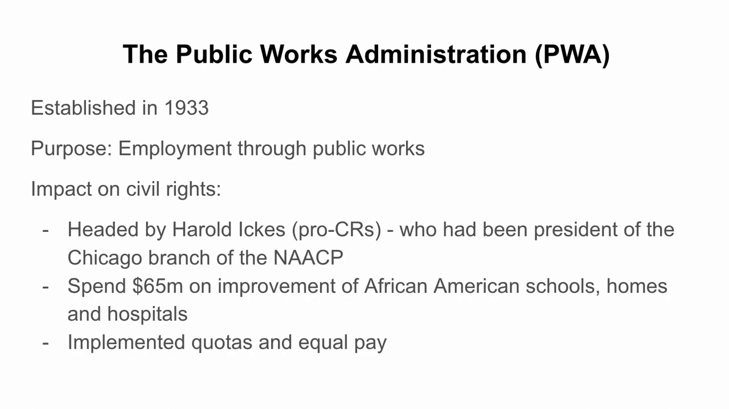The next one is the Public Works Administration. This is a much more positive one for the impact on African Americans and civil rights. It was established in 1933 and provided employment through public works. It was headed by Harold Ickes, who was pro-civil rights. He'd actually been president of the Chicago branch of the NAACP before he was involved in the PWA.